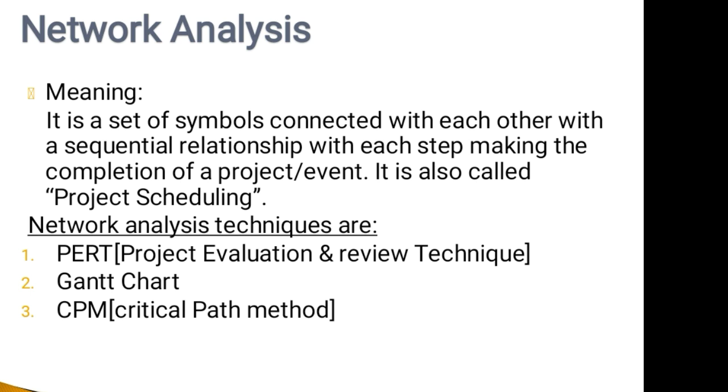In the last session, we had discussed the three types of network analysis, that is PERT, Gantt chart and CPM. We had discussed a glimpse of what network analysis is: a set of symbols connected with each other with a sequential relationship, with each step making the completion of a project or events. It is also called project scheduling.